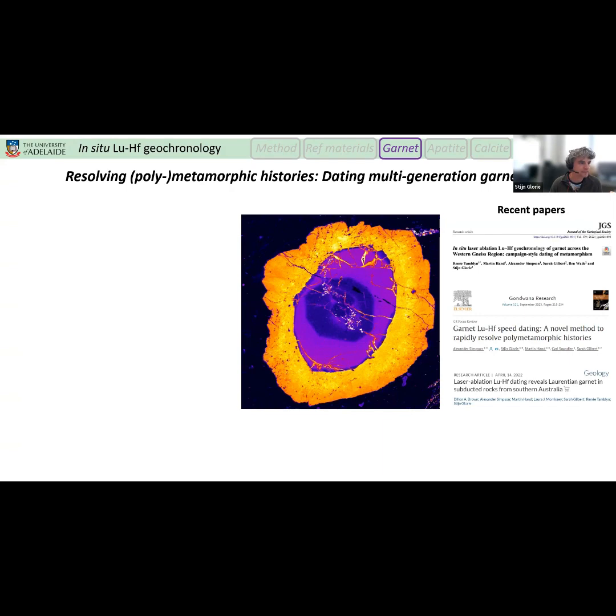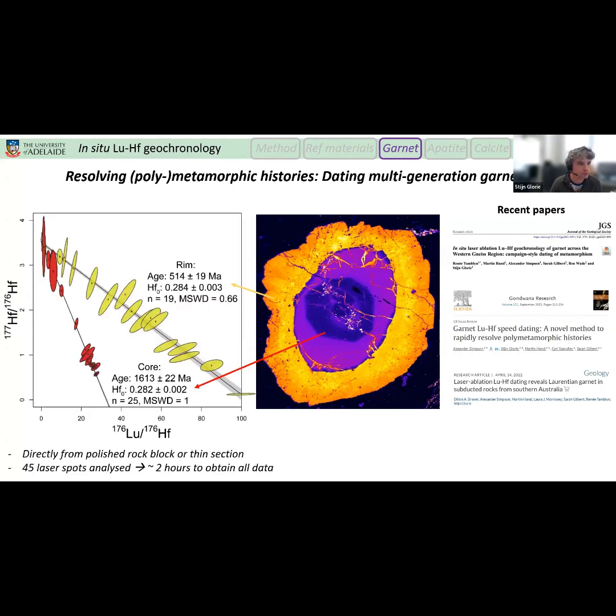So in these particular cases, the in situ methods can be very powerful, because what we do is we don't dissolve the garnet, we target those zones independently with a whole bunch of spots and can get an age for the rim and the core, just like you do for zircons, for example. By doing so, this is an example from Olary in South Australia, and we got these beautiful ages. So you can see for the rim, we get this array here that gives an age of 514 with a reasonable uncertainty. And for the core, we get an age that is very different, 1613.